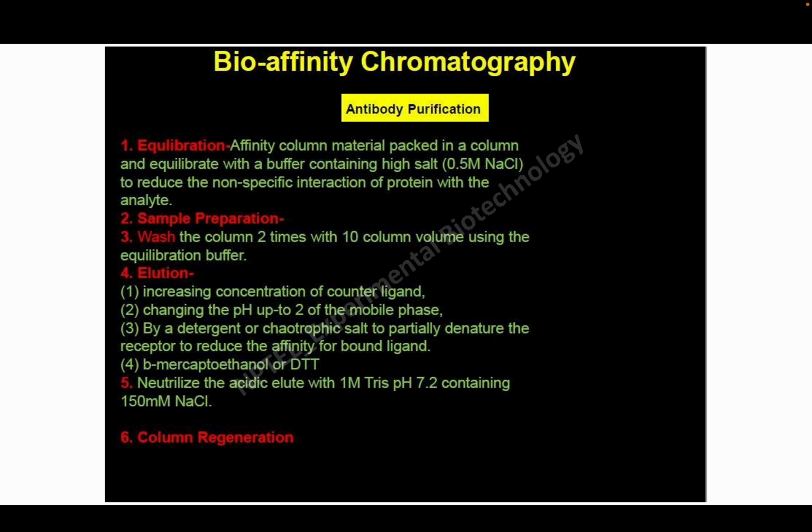For antibody purification, your eluate is acidic, so you have to neutralize it with 1 molar Tris pH 7.2 containing 150 millimolar NaCl. Now you will do column regeneration for further purification.